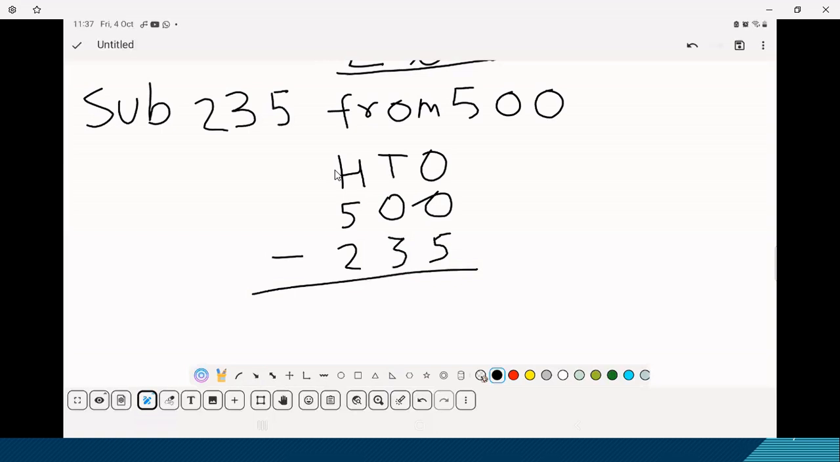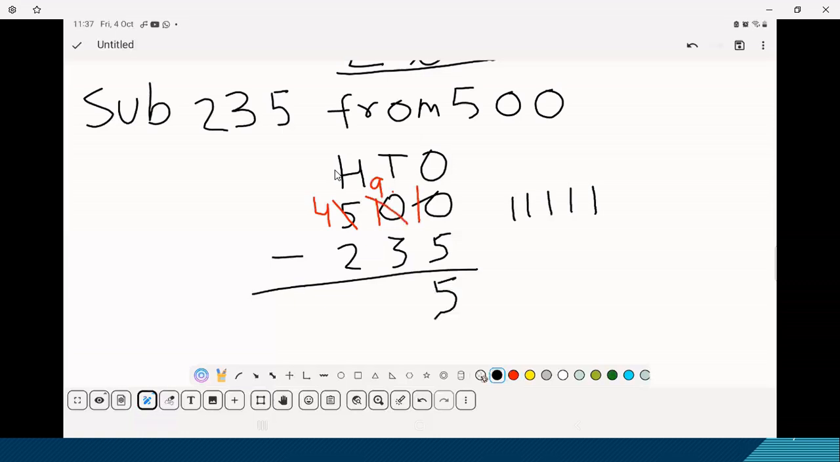0 doesn't have anything to give, then it will take borrow from the 10 group, and the 10 group doesn't have anything, so it will take borrow from the hundreds group. Now the hundreds group becomes 4, the 5 becomes 4, it will give 10. Now this 10 will give borrow to the ones group, then it will become 9, and this 0 becomes 10. Now again we have to subtract 5 from 10. As we know, we have to count after 5 till the 10. 6, 7, 8, 9, and 10. So it will become 5.